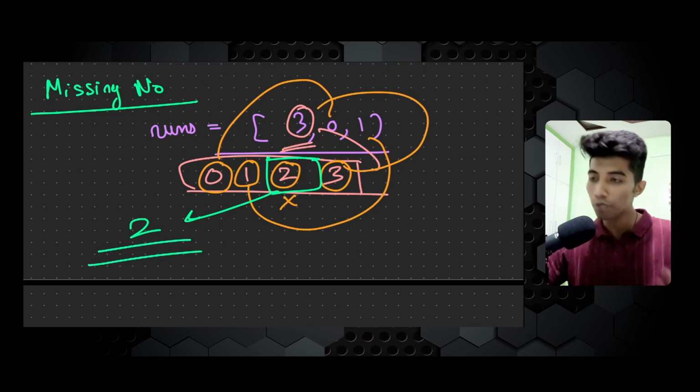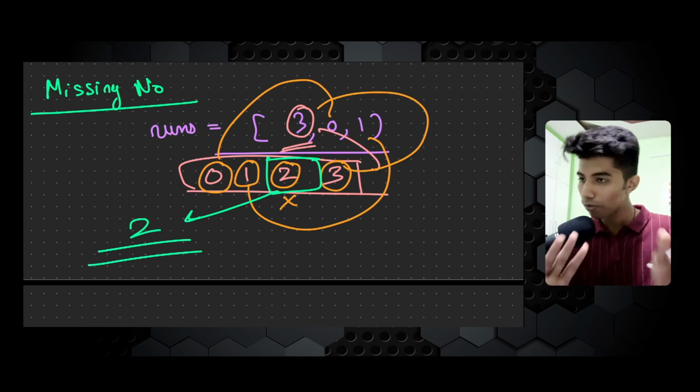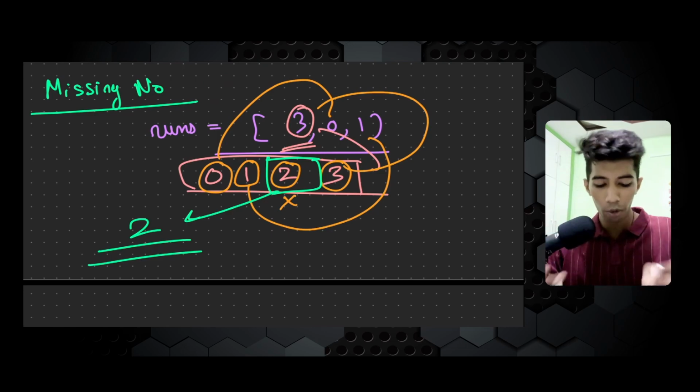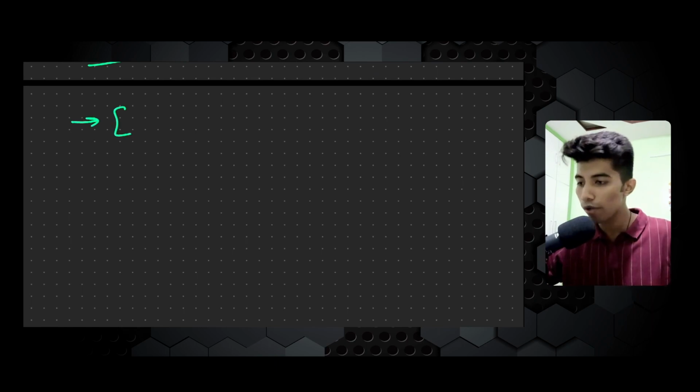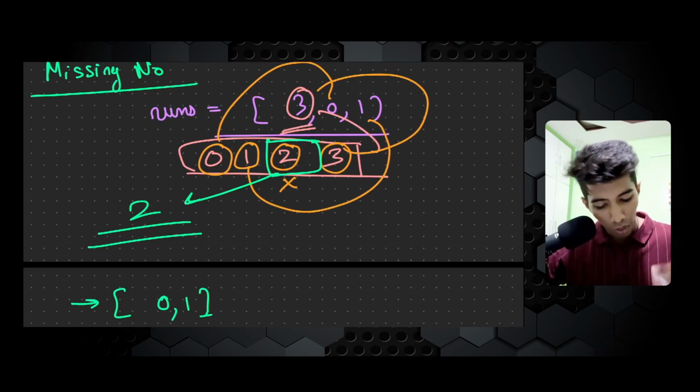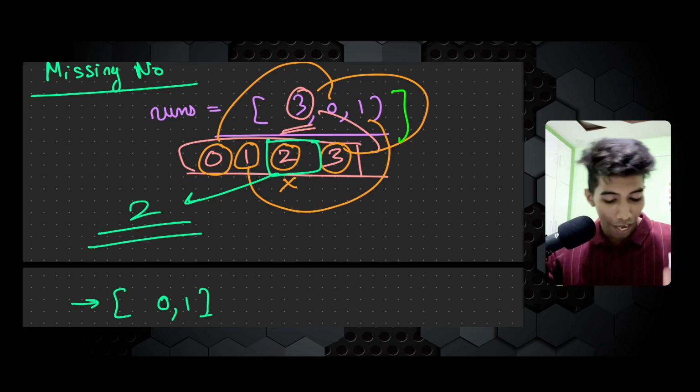So this is what the problem actually says. I'm not giving any sort of approach. This is the basic problem which you have to deal with. Okay, again, let's take a test case. You have been given 0 and 1. Now when you see this particular test case, you will get a different approach, which I have just told you.